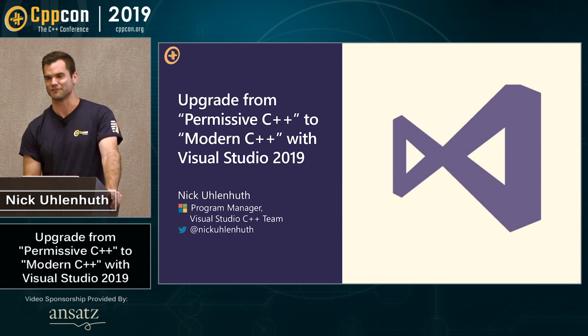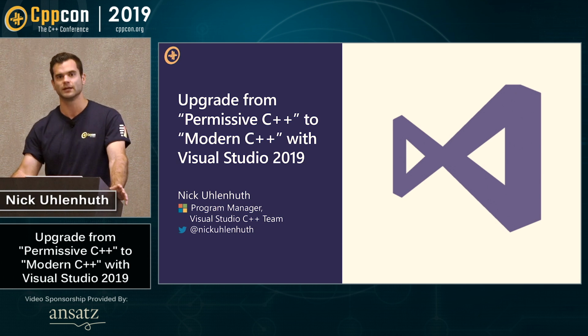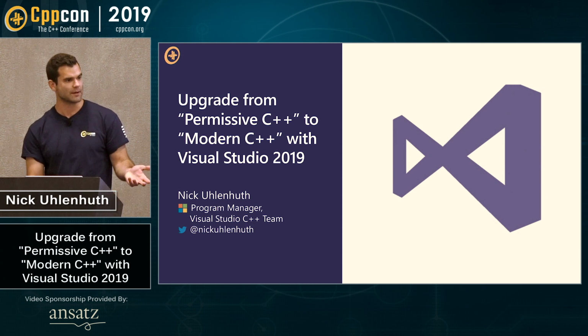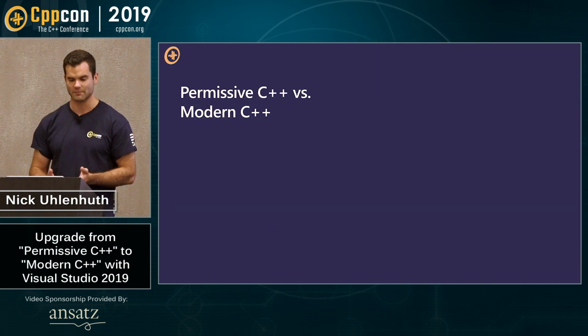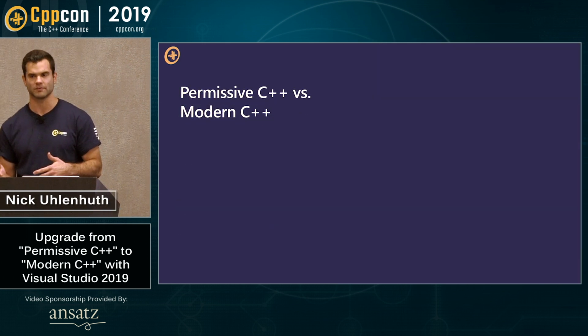I'm a program manager for Visual Studio C++, and my main focus area is on developer productivity. So anything in the IDE that I can do to make C++ developers more productive. Most of this talk is going to be a demo, but before I get into that, I just want to take some time to go over what I mean by permissive C++ and modern C++.